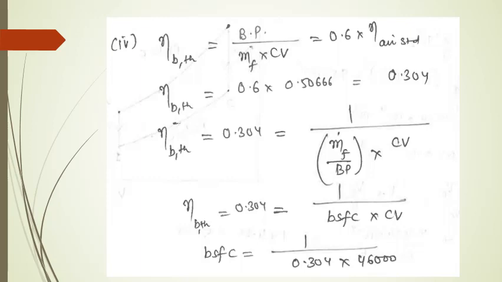Now brake thermal efficiency, which is equal to brake power upon mf dot into calorific value, is also equal to 0.6 into air standard efficiency. So the value of brake thermal efficiency comes out to be 0.304. Now we divide the formula expression for the brake thermal efficiency, that is its numerator and denominator, by brake power. So we get brake thermal efficiency, 0.304, equal to 1 upon BSFC into calorific value. So the value of BSFC comes out to be 1 upon 0.304 into 46,000.